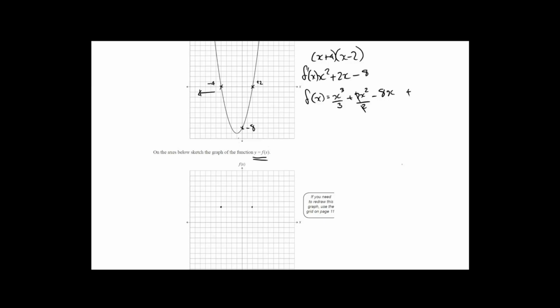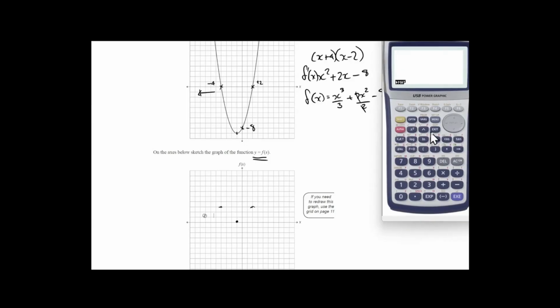Actually, from here to here it's going to be below the line, and then it's going to cross that point there, and then the slope is going to be sort of flat there, and then it's going to be flat there as well at that point there. Let's actually put that in the calculator to see what that's going to look like.